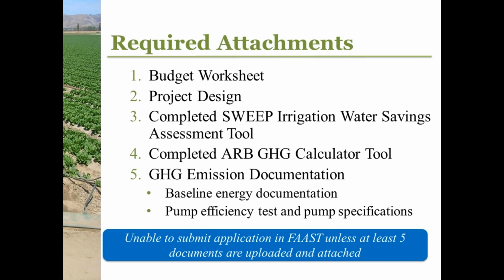So let me break this down a little bit. You're going to need the budget worksheet, the project design, the completed SWEEP irrigation water savings assessment tool again, the completed ARB greenhouse gas calculator tool, and the greenhouse gas emission documentation. Now, for this, the supporting documentation for the ARB greenhouse gas calculator, we're going to need your baseline energy documentation, as well as your pump efficiency test, as well as your pump specification.